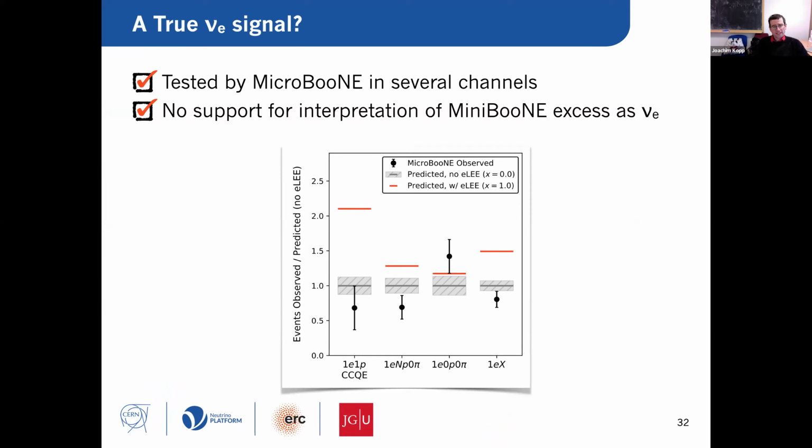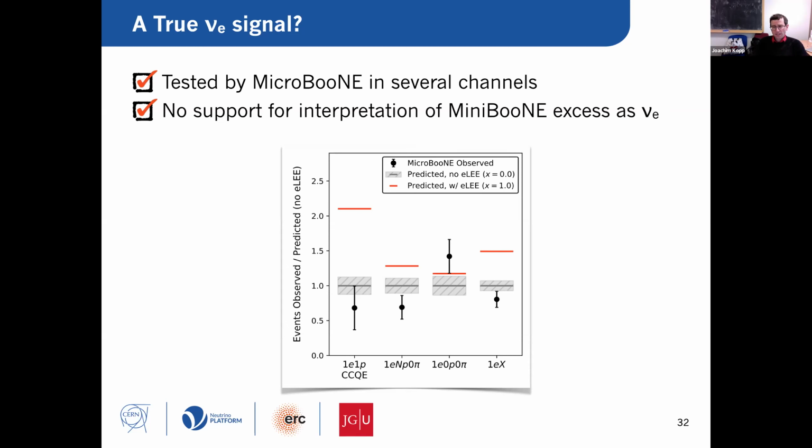So the signature in MicroBooNE would again be the appearance of a single high energy electron. The difference is that MicroBooNE would also see the recoil nucleons typically. So MicroBooNE has done several different analyses looking for single electrons, either inclusively, or with exactly one single nucleon, or with a single nucleon and no pions, or with no protons, no pions. And none of these searches sees a significant excess. So what's shown in this plot here is the observed event rate over the predicted event rate, and all of the data are consistent with one.